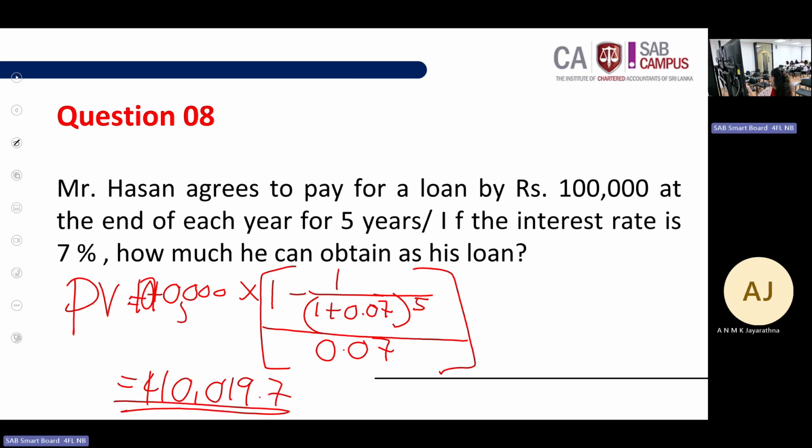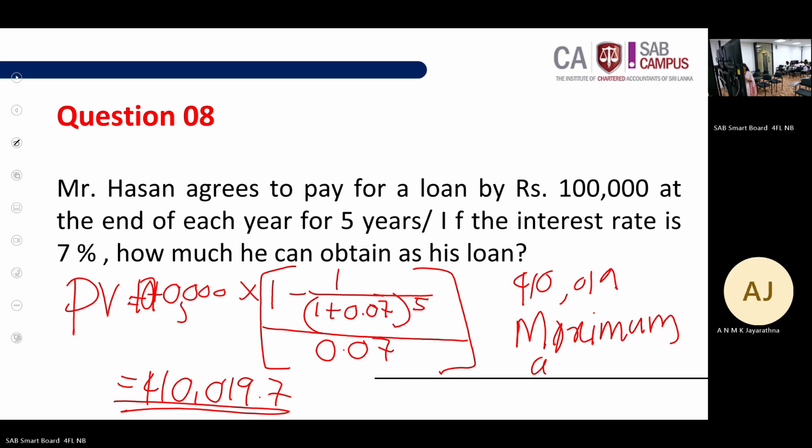19.7 around. Then what is the maximum amount that he or she can obtain as a loan? That is 410,000. The answer is 410,019. This is the maximum amount that can be obtained as the bank loan.